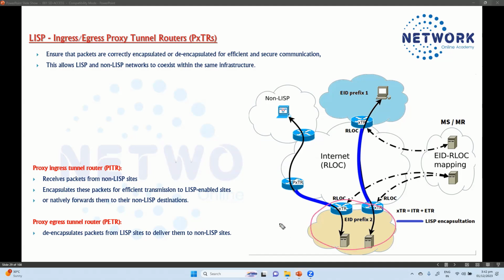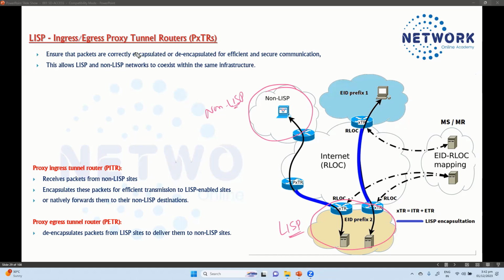Let's say we have this LISP site here, and you are trying to communicate with a non-LISP site. The previous one we discussed was the communication between LISP and LISP sites. But here we have two different sites, one is LISP enabled, and the other site is not LISP enabled. So there are two specific components we use here: the proxy ingress and egress tunnel routers.